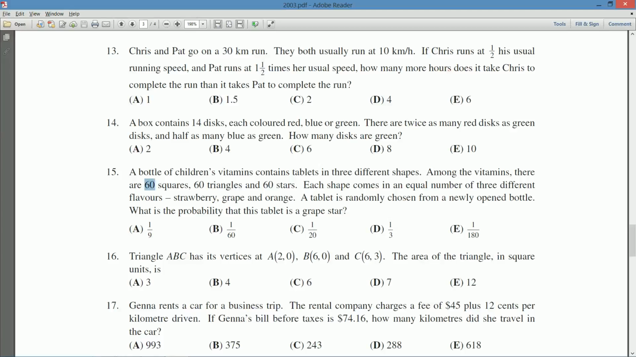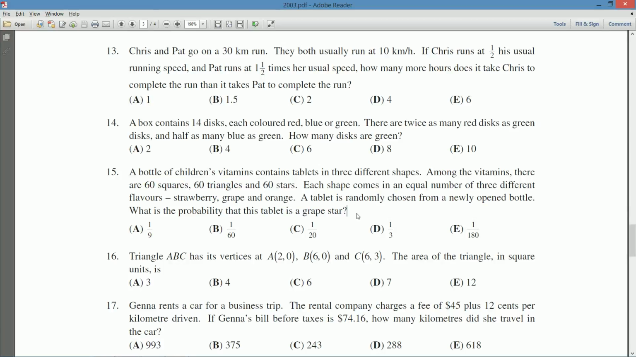So of the squares, a third of them are strawberry. So a third of 60 is 20. So 20 of them are strawberry squares, 20 of them are grape squares, 20 of them are orange squares, 20 of them are strawberry triangles, and so on. A tablet is randomly chosen from a newly opened bottle. What is the probability that this tablet is a grape star?